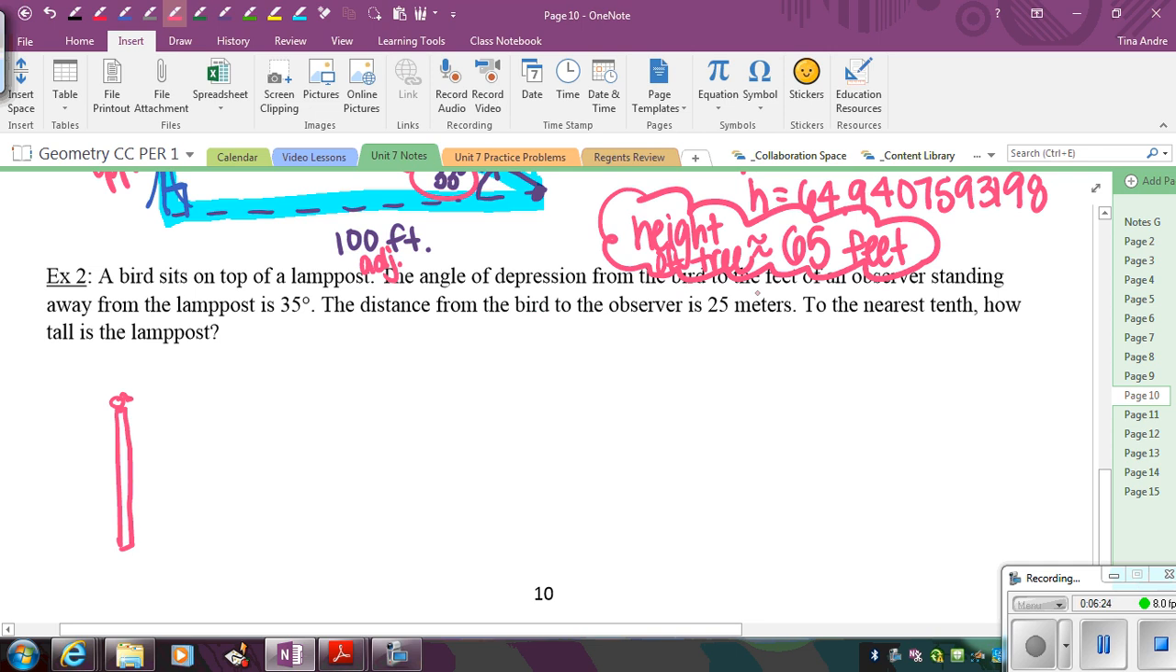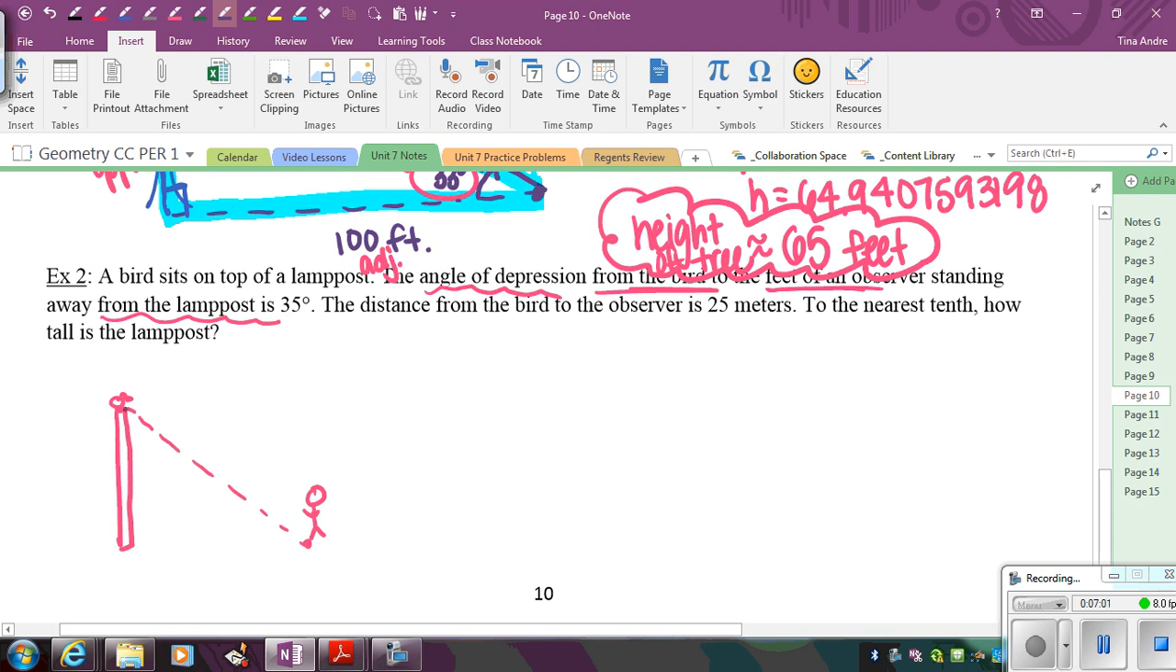And the angle of depression from the bird, so from the bird to the feet of an observer who's standing away from the lamppost, is 35 degrees. So we need to draw in some stuff here. We have this observer, so someone's over here who's standing away from the lamppost. The angle of elevation from the bird to the feet of this person. Not angle of elevation, angle of depression. I think I just said elevation. So from this bird to this person's feet, we know the angle of depression is 35.